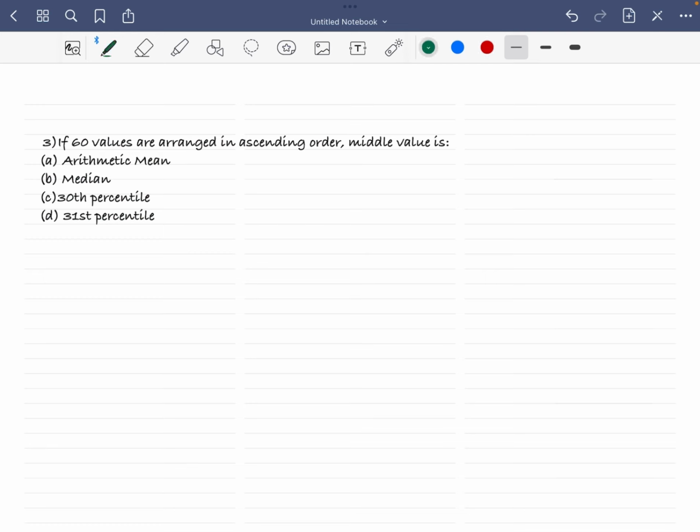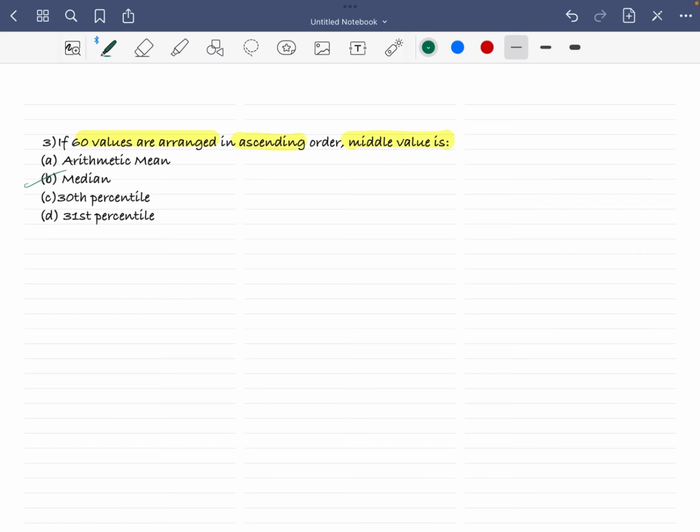So here's the next question. If 16 values are arranged in ascending order, the middle value is going to be, it's obvious, which will be the middle value? Median. Simple. Median will be the middlemost value.